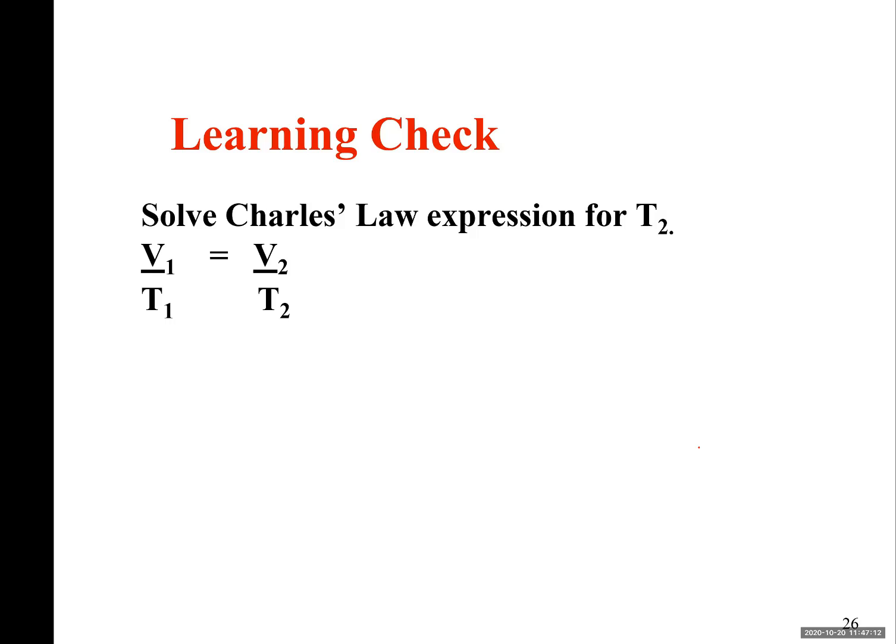So this is a learning check. Go ahead, do the cross multiplication, do the same thing I just did, and now solve Charles' law for T2. Suppose V2, V1, and T1 are given to you. What is the value of T2? Go, guys.